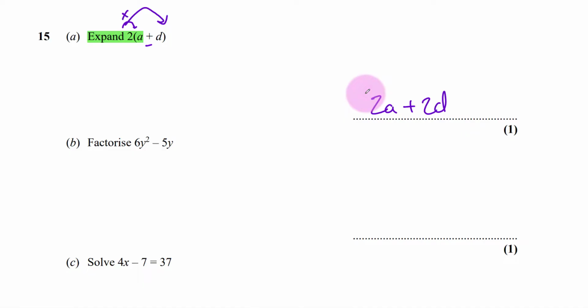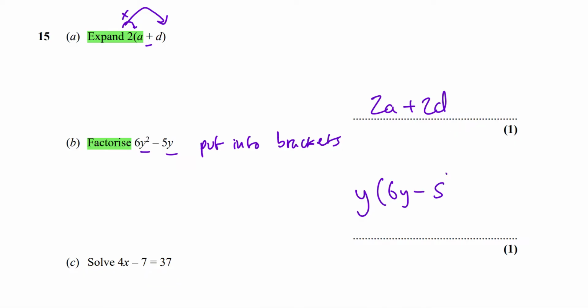Factorize. Keyword. What does that mean? That means put it into brackets. So to see what is the biggest number that goes into both of these, well, there isn't, it'll just be 1, and what goes into both is y. So we put y on the outside. How are we going to make 6y squared? So that's 6y, because that times that gives us 6y squared minus 5. There you go, easy mock.